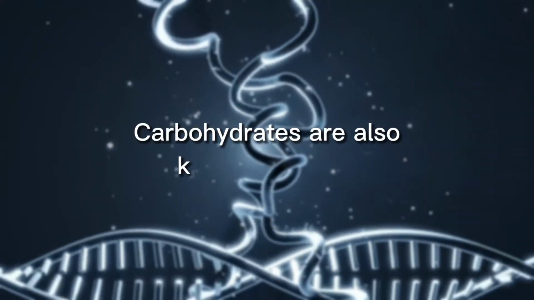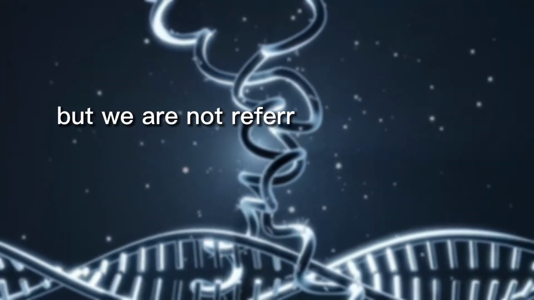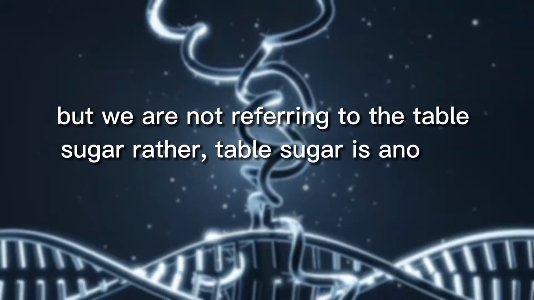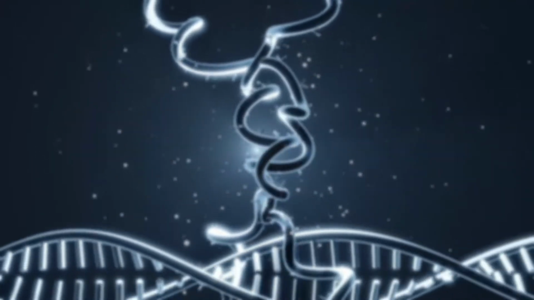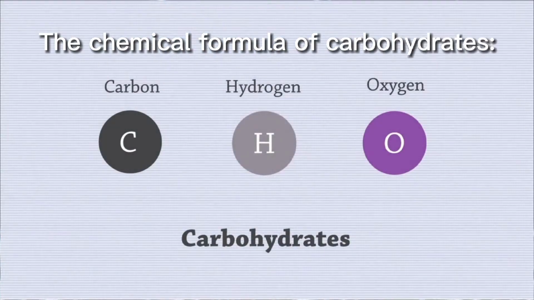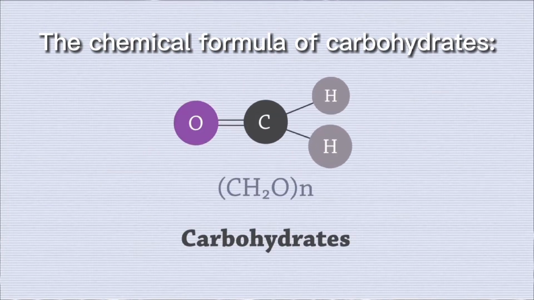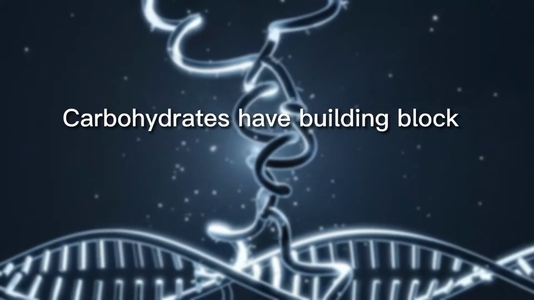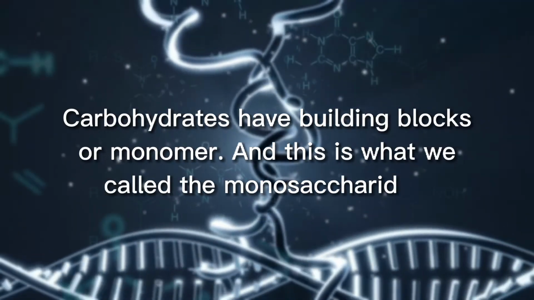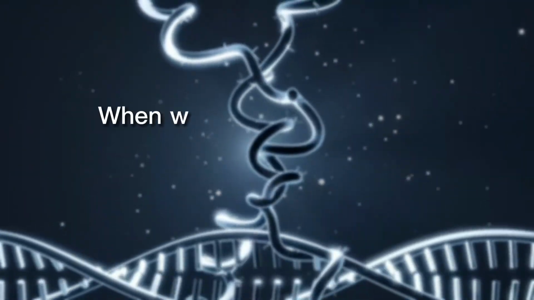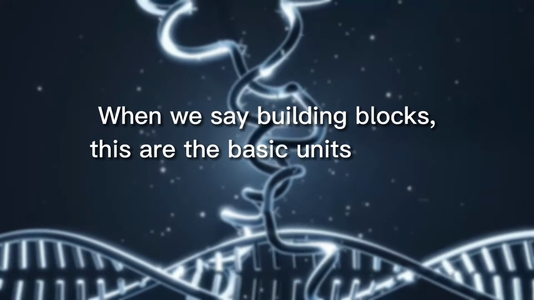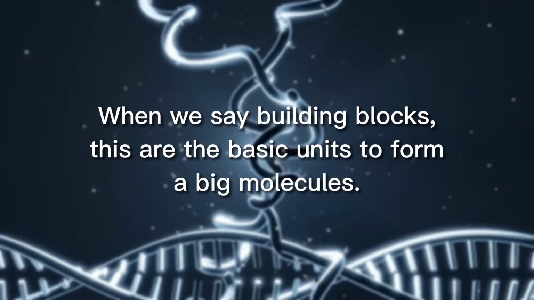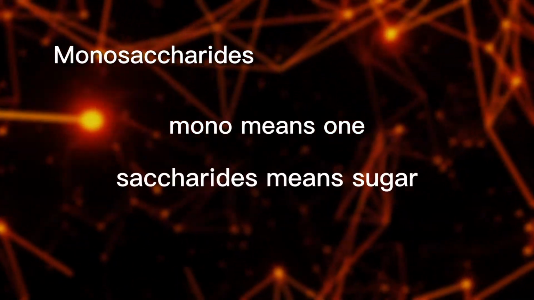Carbohydrates are also known as sugar, but we are not referring to the table sugar. Rather, table sugar is another type of carbohydrate. The chemical formula of carbohydrates is (CH2O)n, where n is the number of molecules. Carbohydrates have building blocks or monomers, and this is what we call the monosaccharides. When we say building blocks, these are the basic units to form big molecules. Monosaccharides: mono means one, saccharides means sugar.